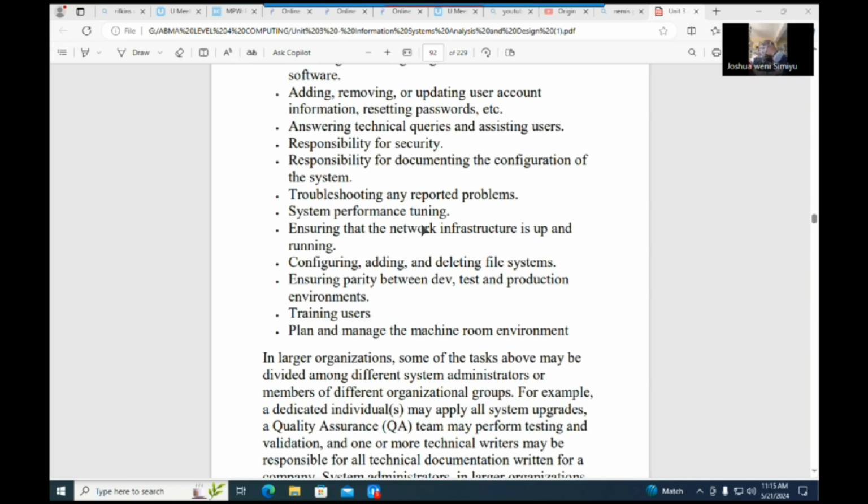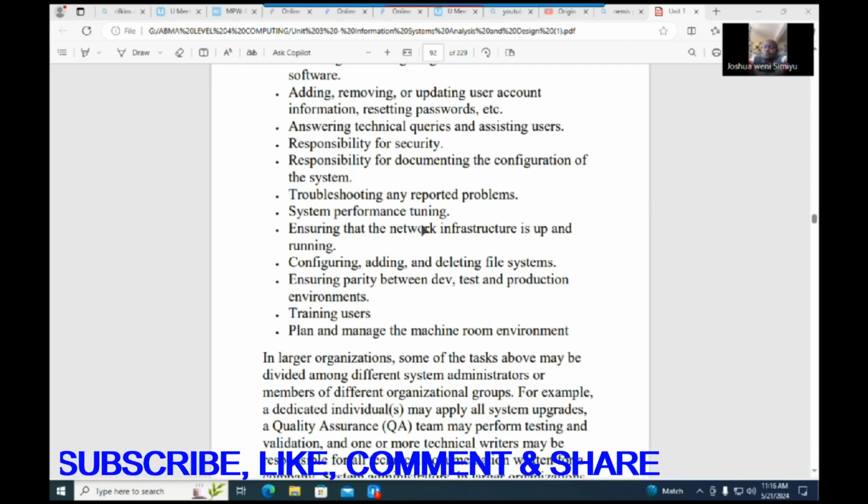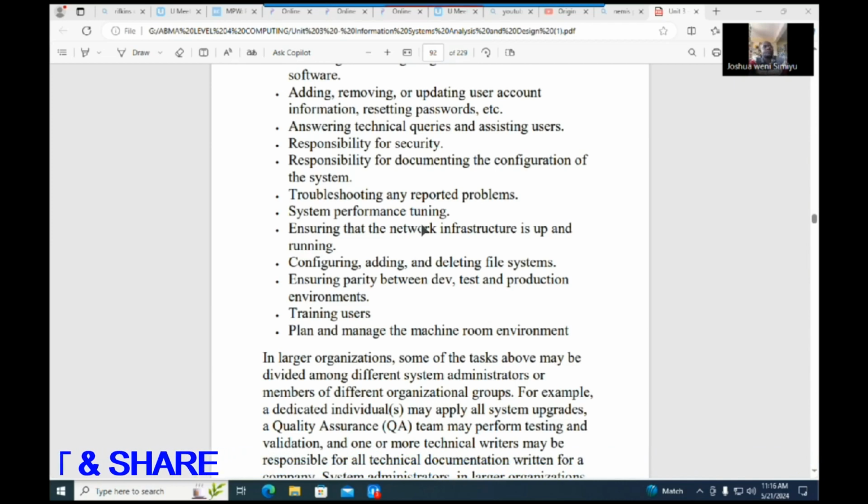He's also troubleshooting. The administrator will troubleshoot the system and report any problem that occurs in the system. He's in charge of performance tuning of the system. He's in charge of making sure that the network infrastructure or the network components, both hardware and software, are up and running. He's there to make sure that configuration is done, and addition and even deletion of some file systems is done when needed.